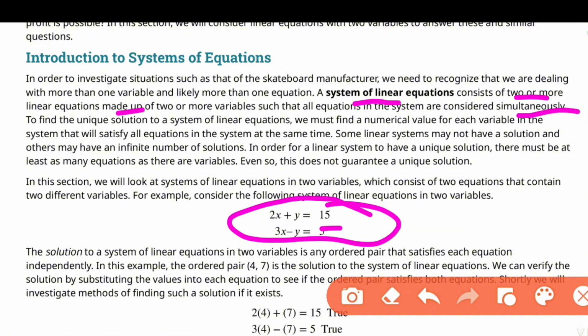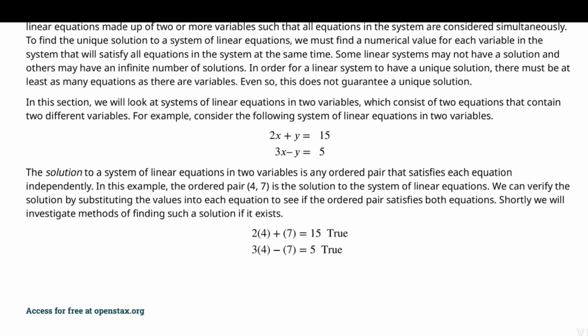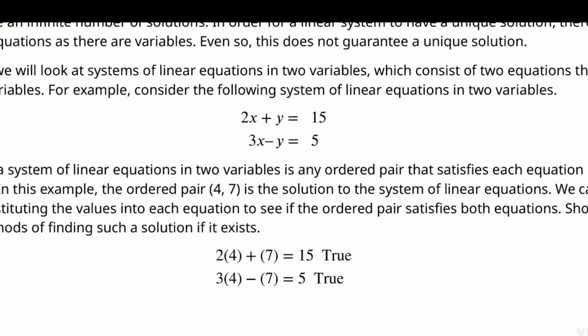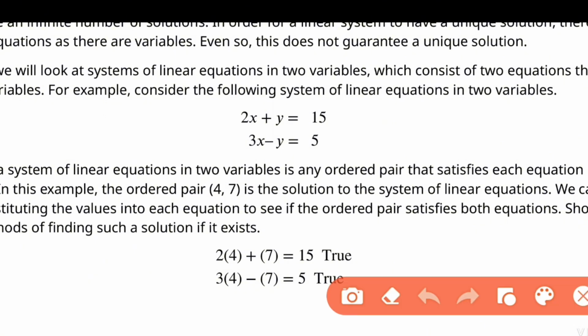Here we have two variables. The first variable is x and the next variable is y. We consider this system of equations simultaneously. That means we consider both equations. So here we have to find the value of x and the value of y. That's all about a solution.